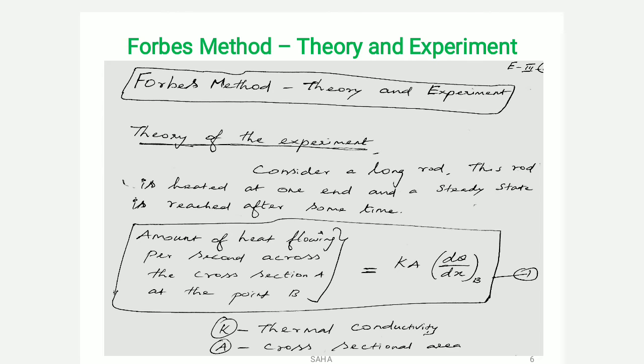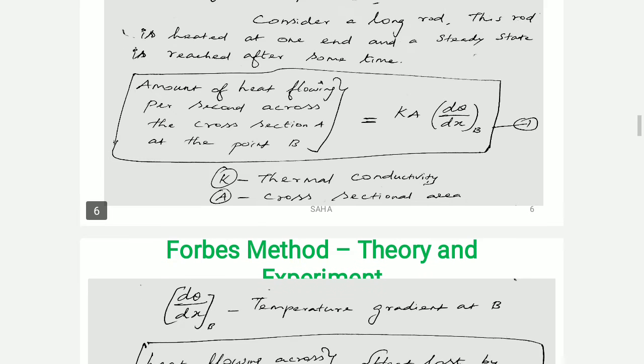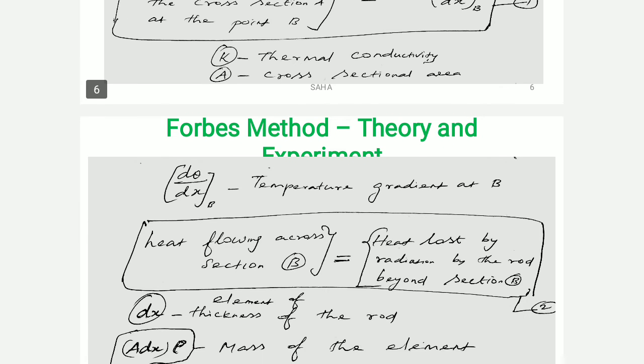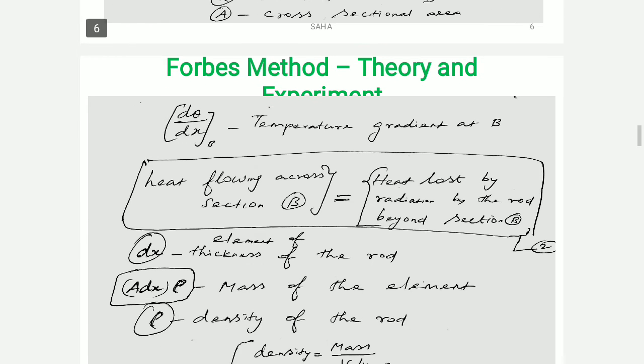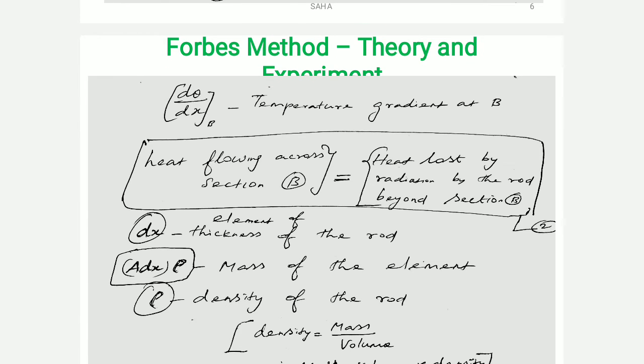So the amount of heat flowing per second across the cross section A at the point B is KA d theta by dx. Here K is the thermal conductivity, A is the cross sectional area, and d theta by dx is the temperature gradient at B. So the heat flowing across section B is equal to the heat lost by radiation by the rod beyond section B. So heat gain is equal to heat lost.